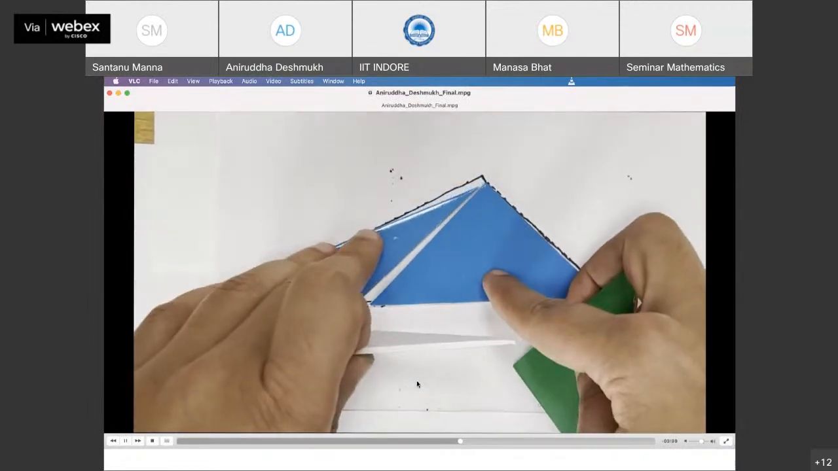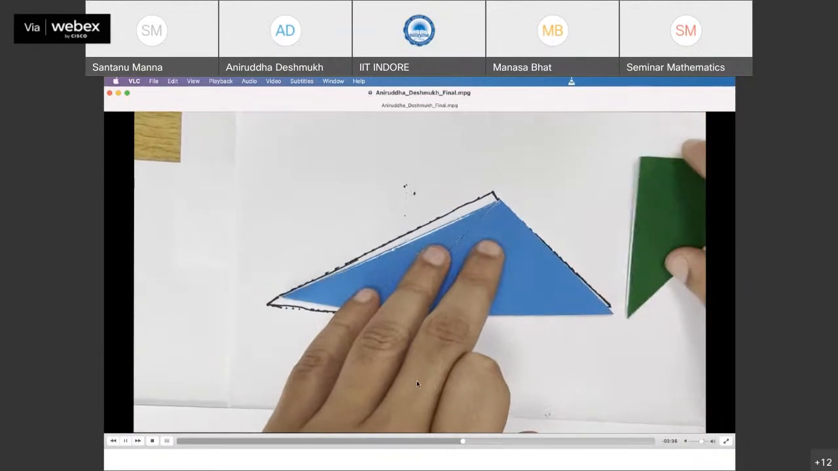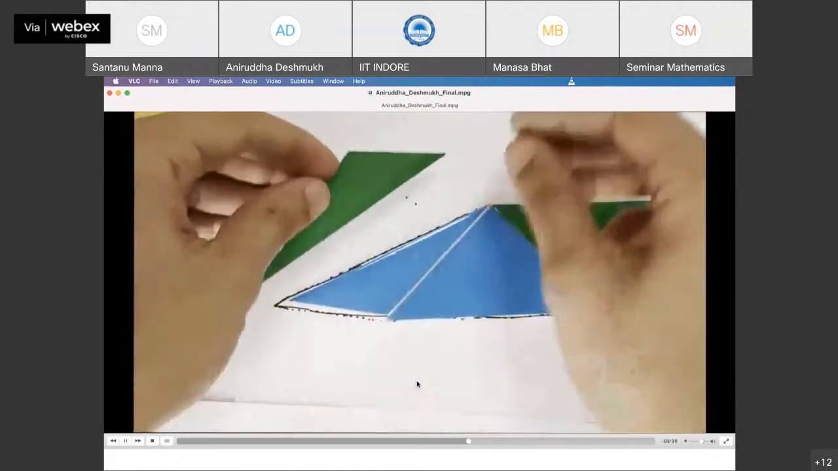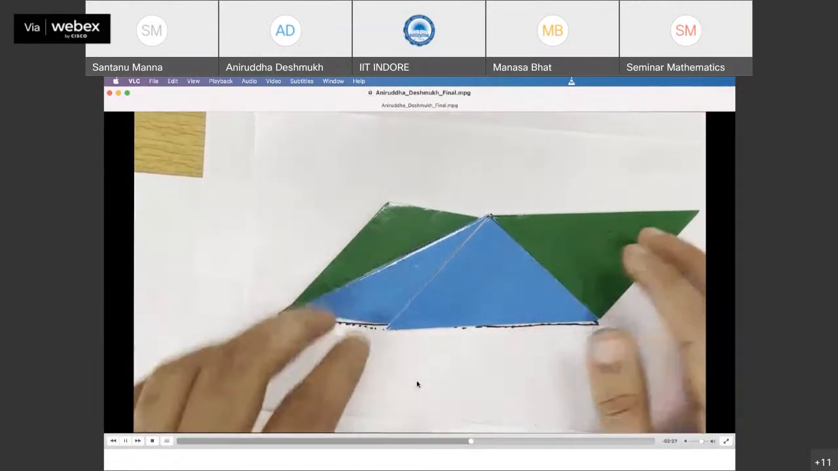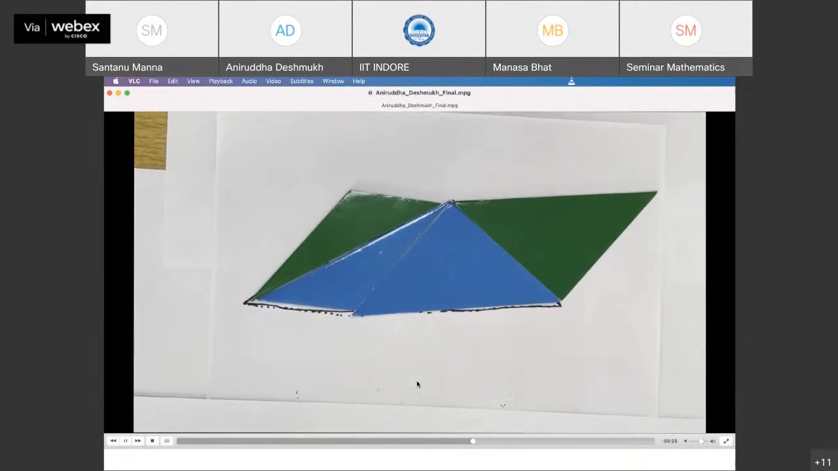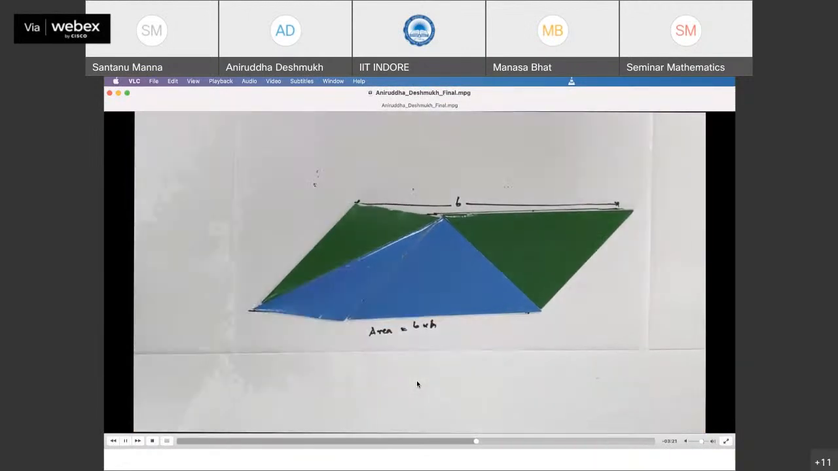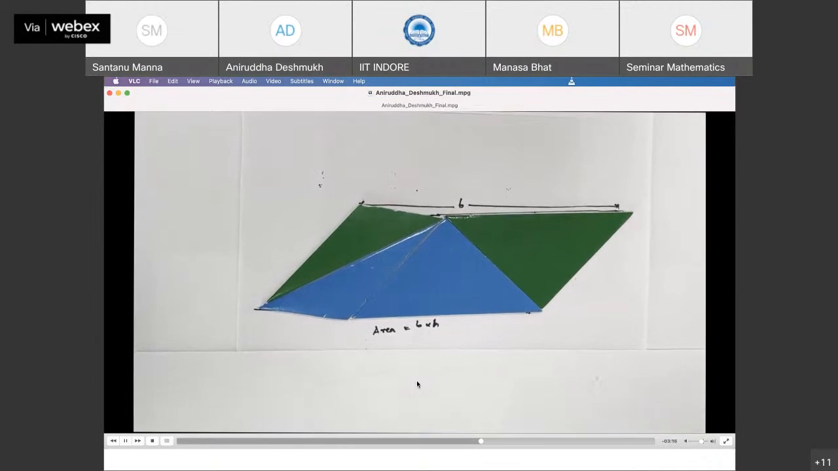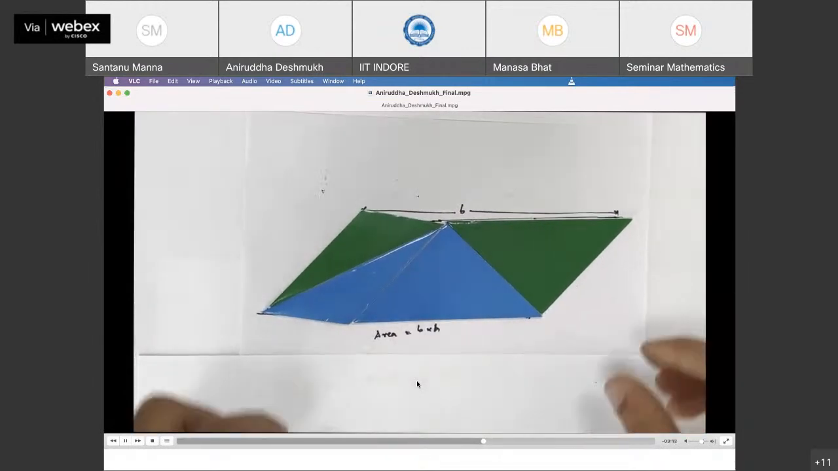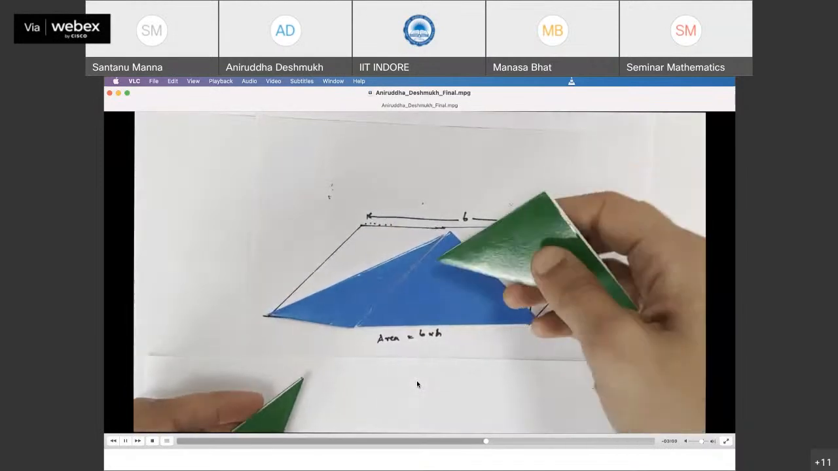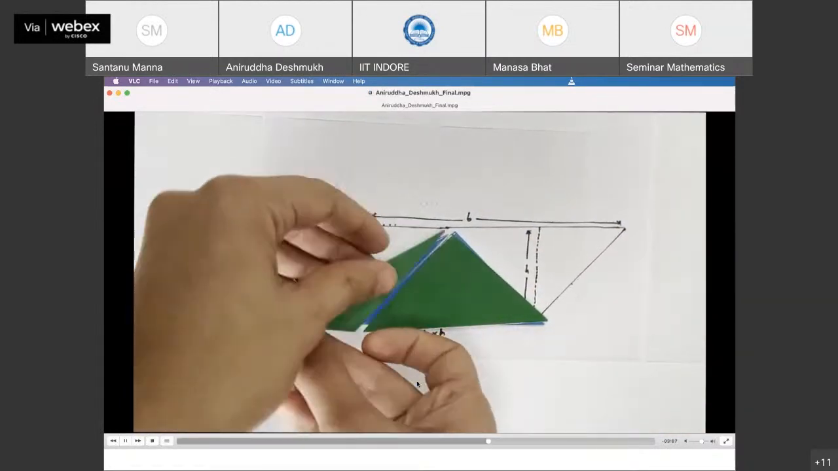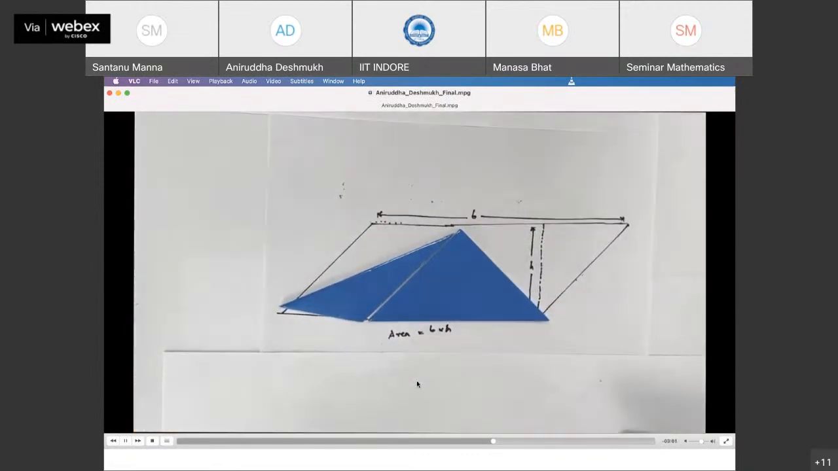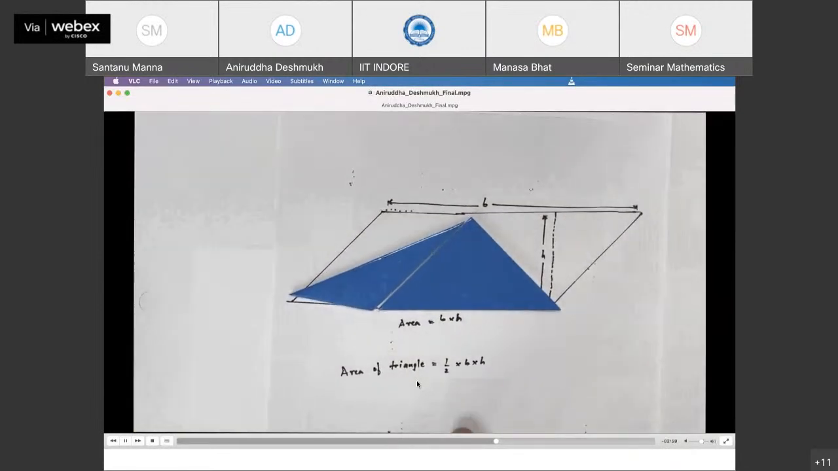What I will do, I will fit this here, I'll fit this here, and I'll fit this here. Now this is a parallelogram, and I know how to measure this area. So we have found this parallelogram, and we know that the area is P into H, where P is the length of one of the sides and H is the height. But this parallelogram is made of two triangles which are exactly the same. So each of these must cover half of the parallelogram, and therefore the area of the initial triangle must be half times B times H.